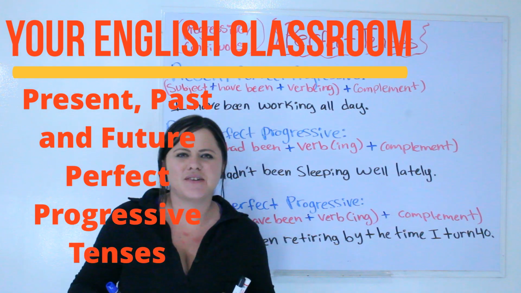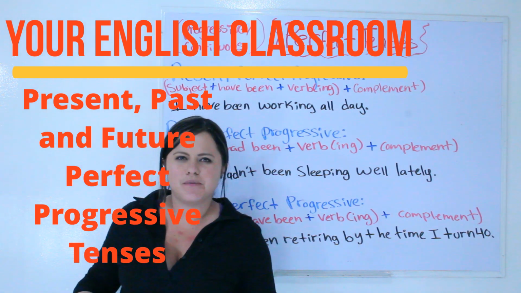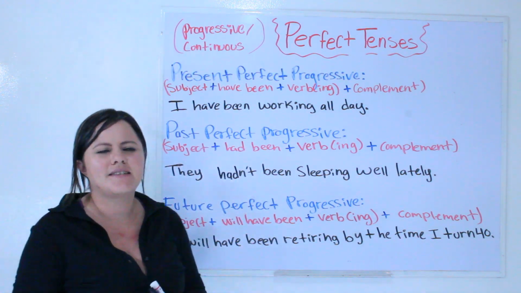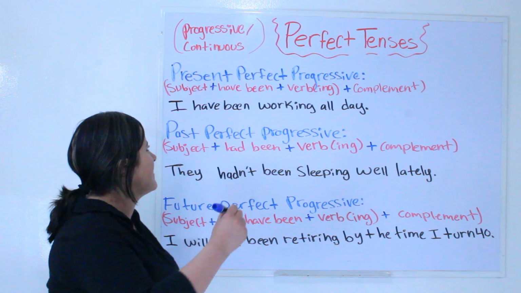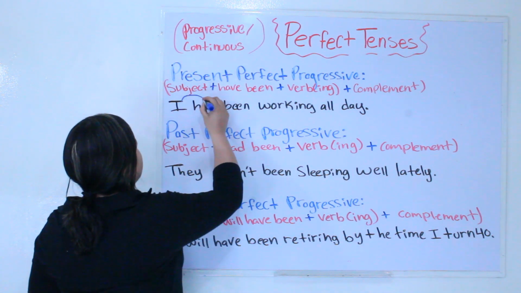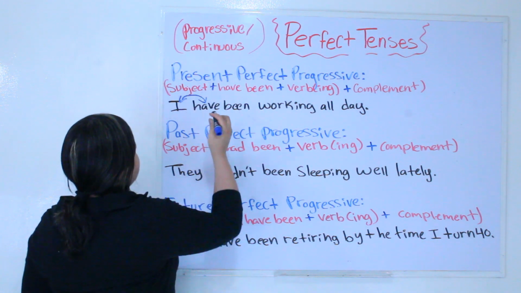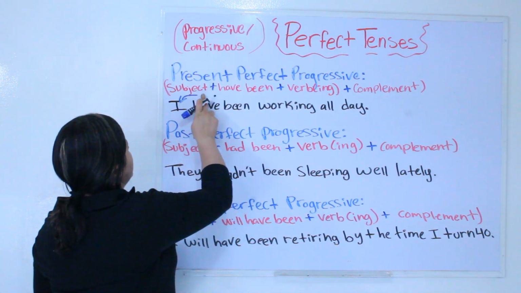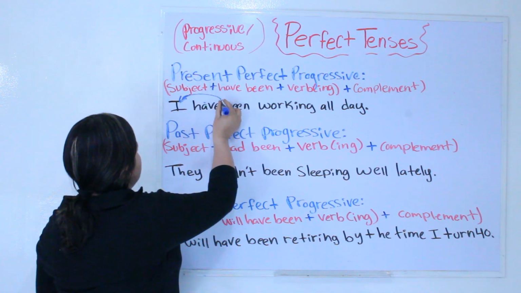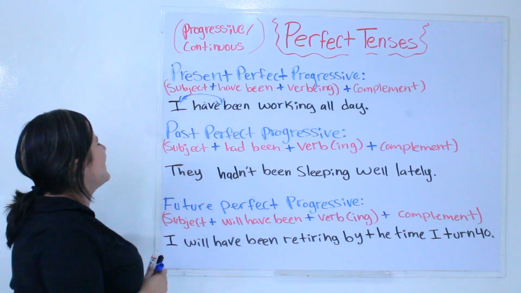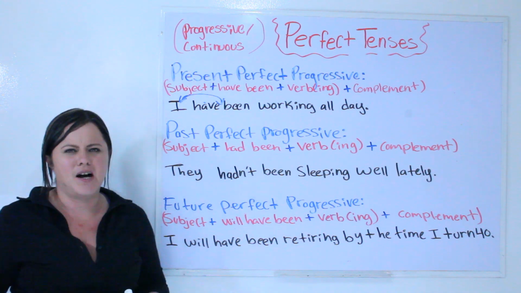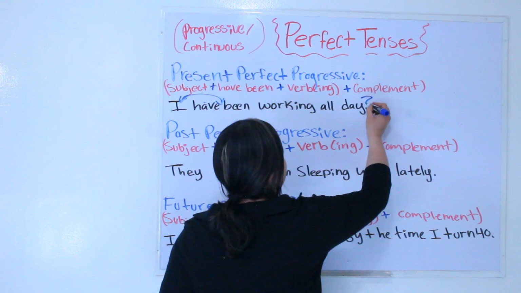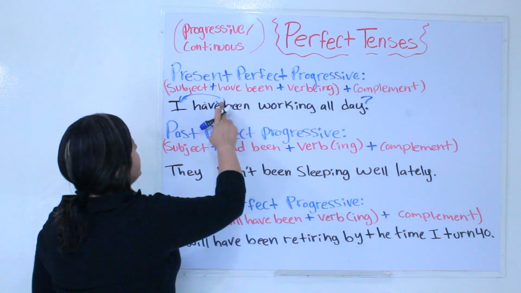Okay, now I will teach you how to make the negative and the question form or the interrogative form. The first one is I have been working all day. So now let's make it a question. All we have to do here is swap the subject and have been. Well, actually, hold on. Not swap. I mean, put this here. Well, yeah, it's kind of like swap, right? Have I been? Have I been working all day?